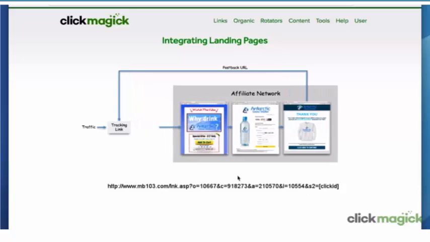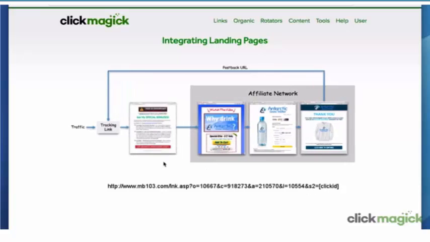In this video, I'm going to show you how to use a landing page with an affiliate network. Now, normally adding a landing page would be pretty simple, but remember we have to somehow pass the click ID from your Magick tracking link through the landing page and then onto the affiliate network. It's passing the click ID through the landing page that's a bit tricky, and that's what I'll be covering in this video.